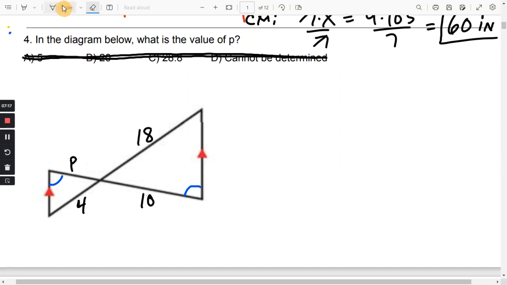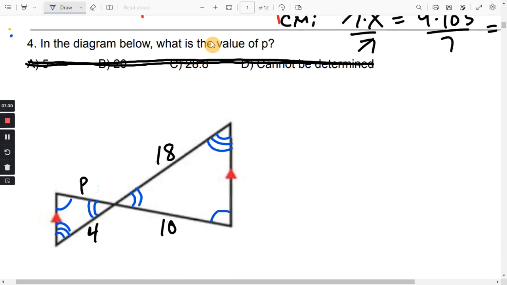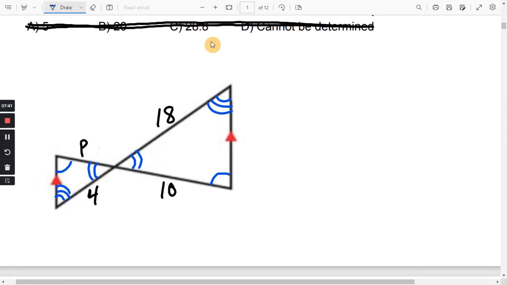Okay, and of course the vertical angles, the X shape right here, this one here is congruent to this one here. And then finally, if you match 2 pairs of angles, you know the third angles are congruent. So this one here matches this one here. All right, and now you can just go across.